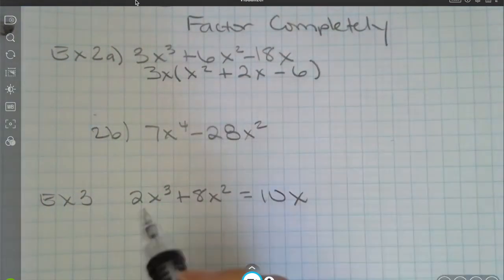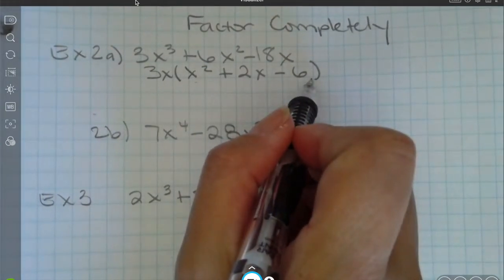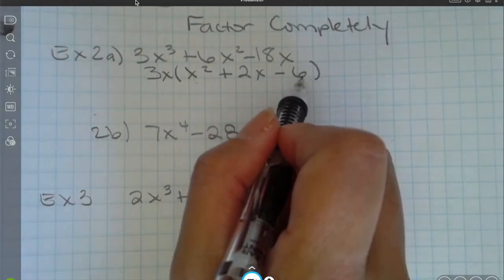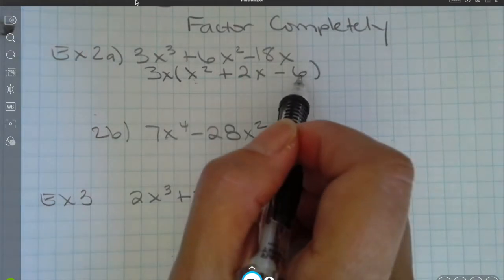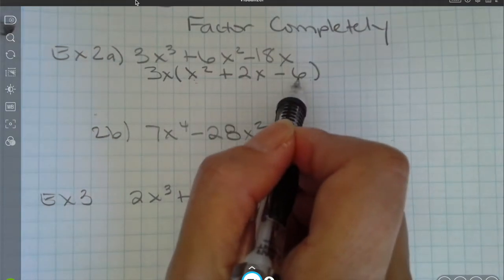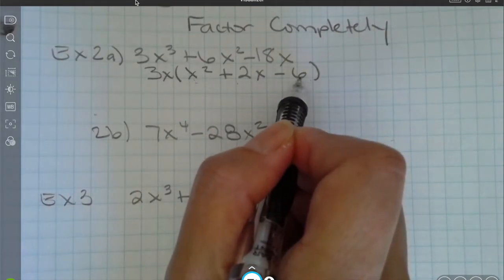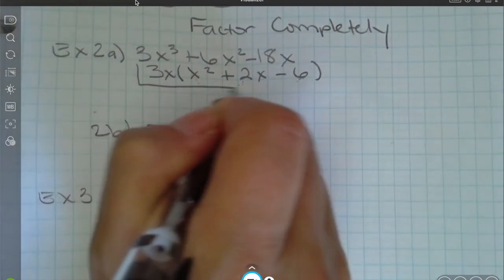Okay, and before I box it, I want to look at this trinomial and see, can I factor this? Is it a perfect square trinomial? No, because 6 is not a square. Let's see. What two numbers multiply to negative 6 and then add to 2? Well, factors of 6 are 1 and 6 and 2 and 3, and that would not add up to 2, so this is going to be our final answer.